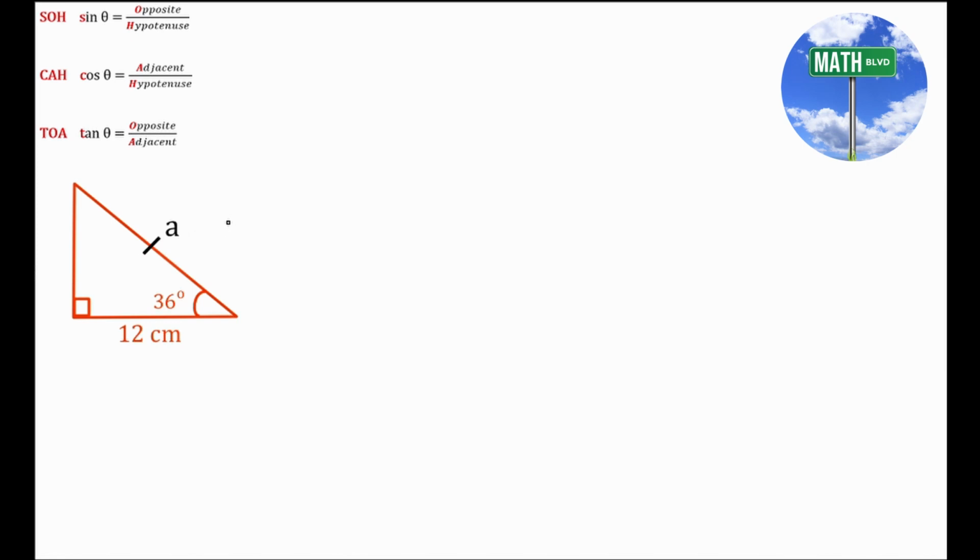For my last right angle triangle, I'm solving for a length. A is my hypotenuse because it is opposite of the 90-degree angle. 12 is adjacent to 36 degrees, as this length would be opposite. Since I am given my adjacent length and I'm solving for my hypotenuse, I will use cosine.